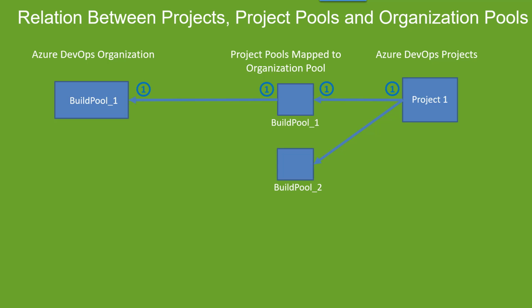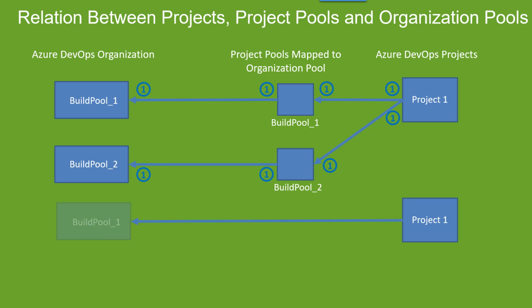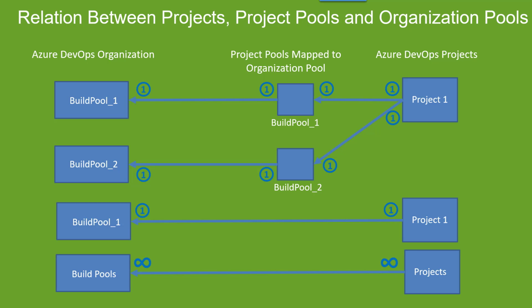If I can have another build pool 2 for the organization, the relationship from project 1 to build pool 2 is 1-to-1, and from build pool 2 to build pool 2 on the organization is 1-to-1. So the relationship between project 1 and build pool 1 is 1-to-1. I can't have two relationships between the project and the build pool. But for projects and build pools, it is many to many because multiple projects can map to multiple build pools.